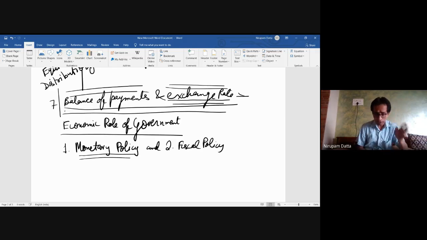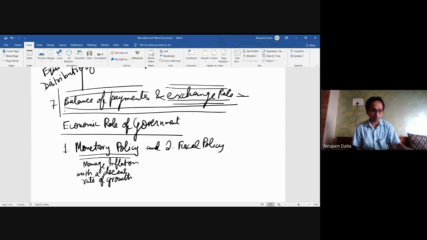So the basic objective of monetary policy globally now is to manage inflation with a decent rate of growth.